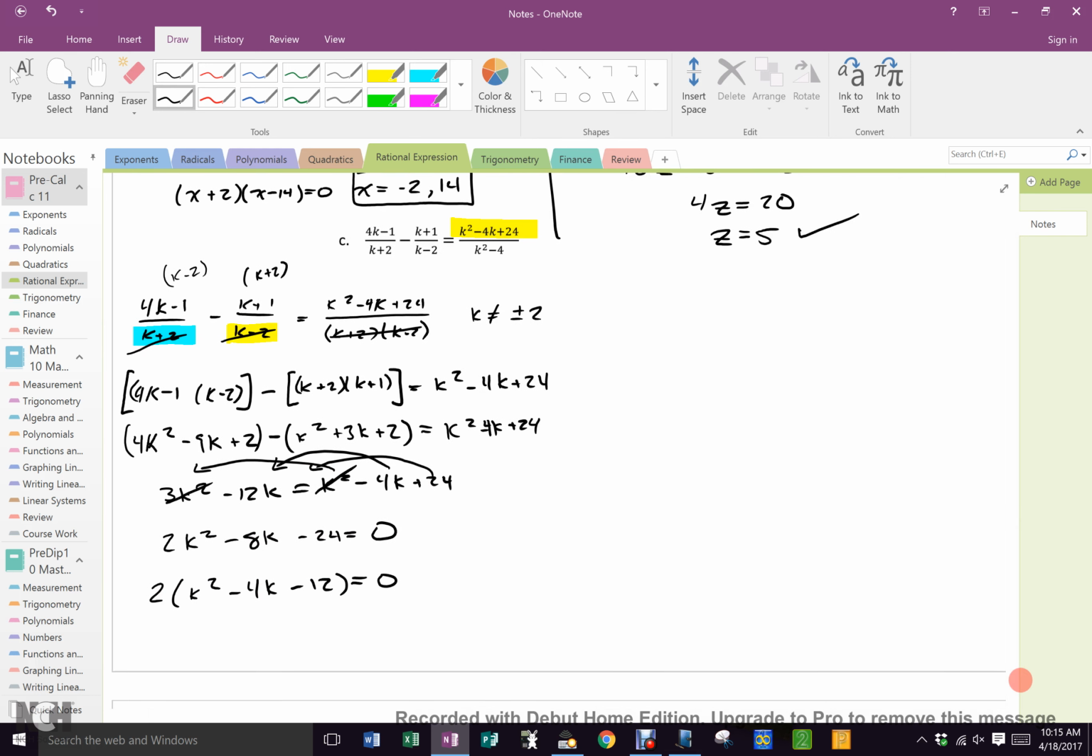Then what? Right. K plus 2, k minus 6 equals 0. And what's k have to equal now? Negative 2 or positive 6. What's wrong with that? Can't equal negative 2. So is this allowed? Nope. So what's the answer? K equals 6. Is everybody good?